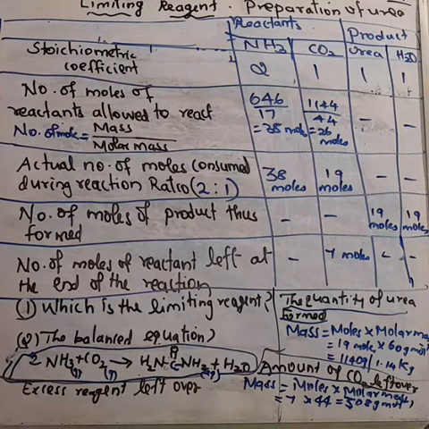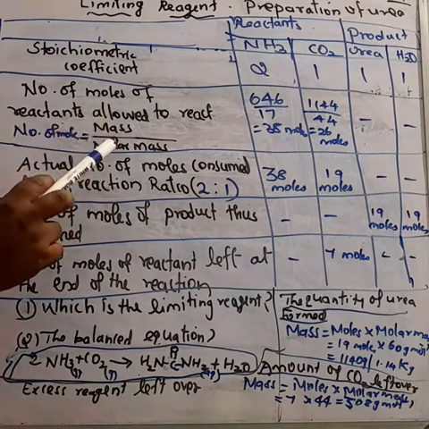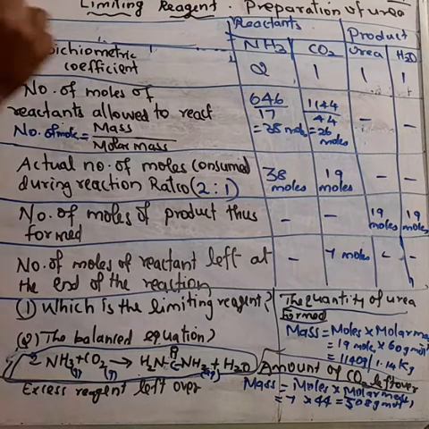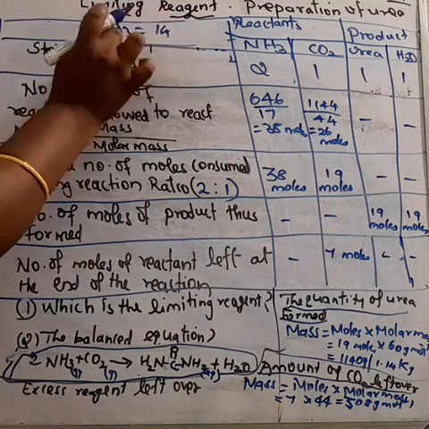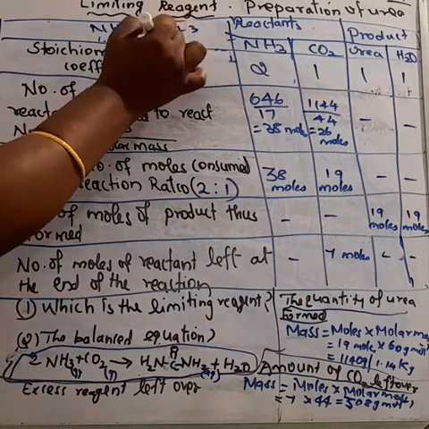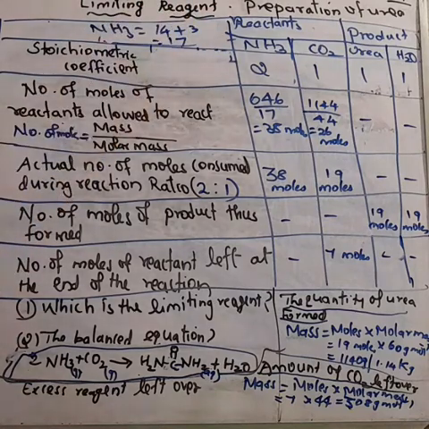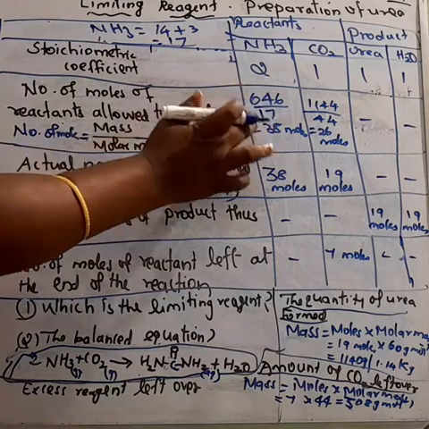Okay, so that is the mass. The mass of ammonia is 646 divided by the molar mass of ammonia. Ammonia molar mass: nitrogen 14 plus 3 hydrogen, so 14 plus 3 is 17. So 646 divided by 17 is equal to 38 moles.